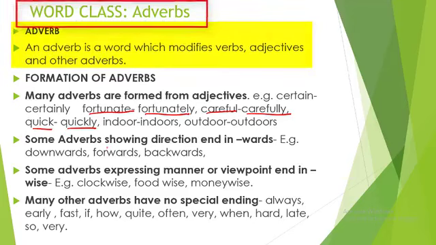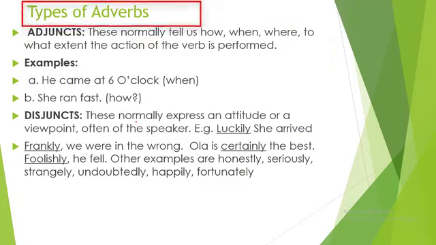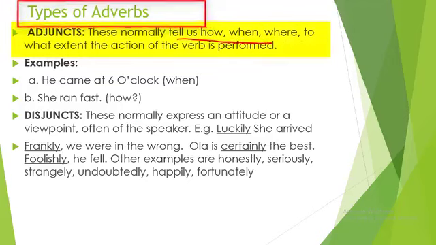Also, we can add words like downwards, upwards, backwards. Okay? Then also we can add wise to a particular word in English. Clockwise, money-wise. Then some do not have all of that. Okay? So let's look at the types of adverbs that we have. We have adjuncts and we have disjuncts. Okay? So adjuncts tell us how, when, where, and to what extent an action was what? Performed. That's what we refer to as what? Adjuncts. Tell us how, when, where, and to what extent the action of the verb is performed.